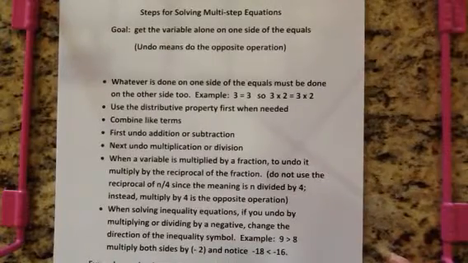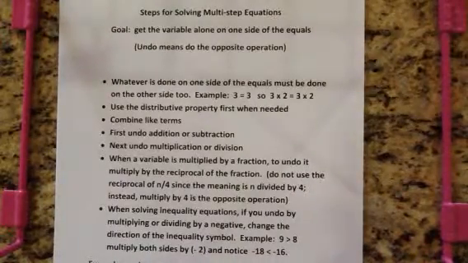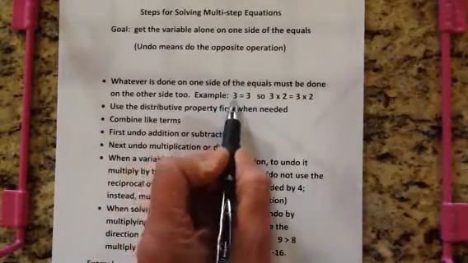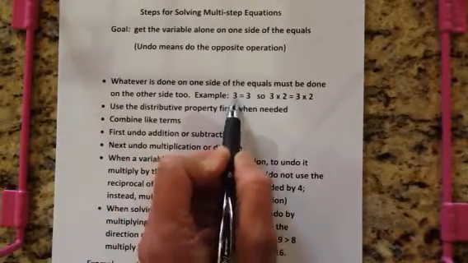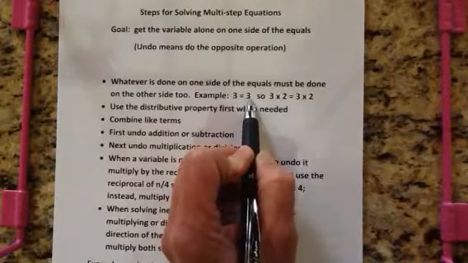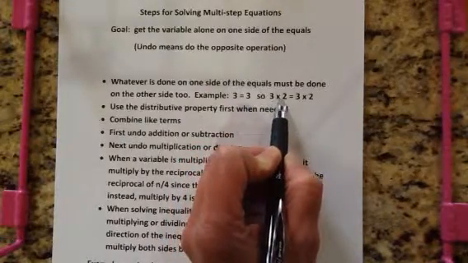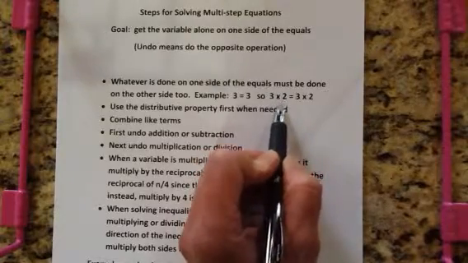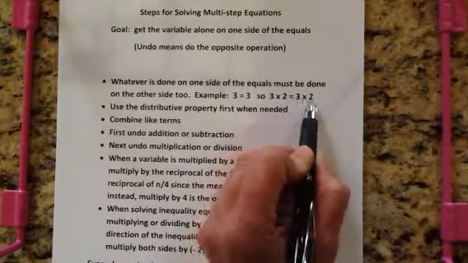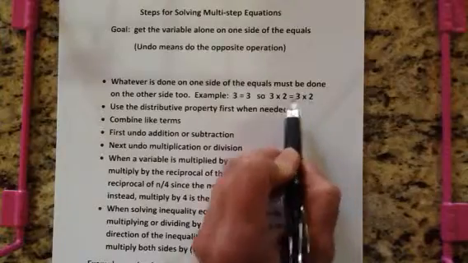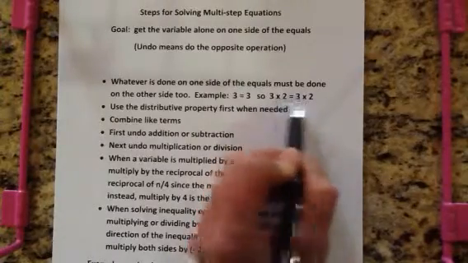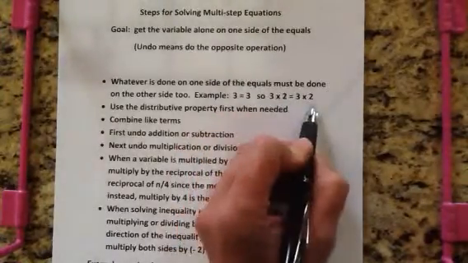First of all, whatever is done on one side of the equals must be done on the other side too. So here's an example. 3 equals 3. So if I multiply 3 by 2 on one side, 3 times 2 is 6. I would have to multiply 3 by 2 on the other side so that it's balanced on both sides of the equals and it remains equal.